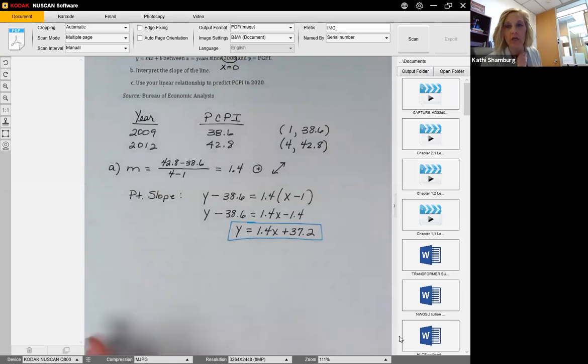Now, here in a little bit, we're going to go to Desmos, which is a great graphing website you can use on your computer, but I want to finish the problem here.